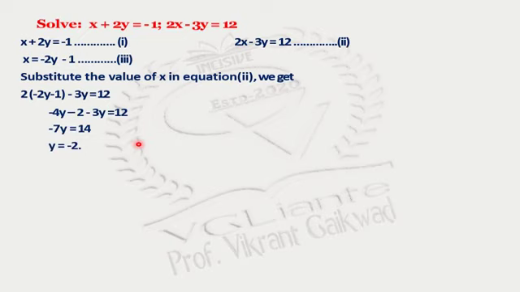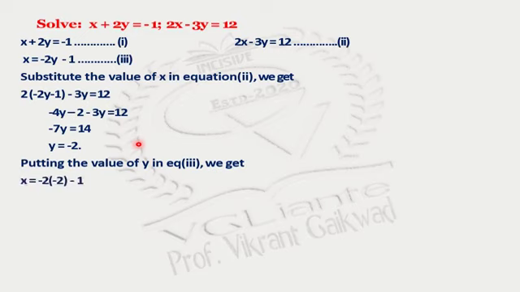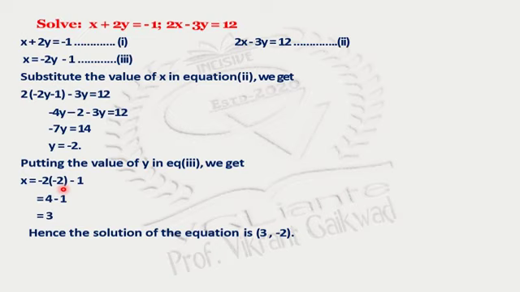So y equals to 14 upon minus 7, that is minus 2. Putting the value of y in equation 3, we get x equals to minus 2 into minus 2 minus 1. So minus into minus is plus. We'll get that as 4 minus 1. So that is equals to 3. Hence the solution of the equation is 3 comma minus 2.